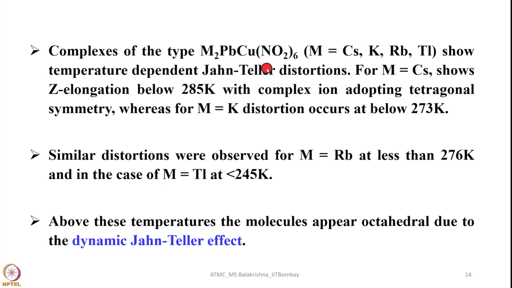The interesting thing is, with variation in the alkali metal or cation, it shows distortion at different temperatures. When M is cesium, it shows tetragonal elongation below 285 Kelvin with the complex ion adopting tetragonal symmetry, whereas for M equals potassium, distortion occurs below 273 Kelvin. Similar distortions were observed for M equals rubidium at less than 276 Kelvin, and when M is thallium, it appeared at less than 245 Kelvin. Above these temperatures, the molecule appears octahedral due to the dynamic Jahn-Teller effect. So it's not only Jahn-Teller distortion we come across, we can also see a dynamic process with temperature.